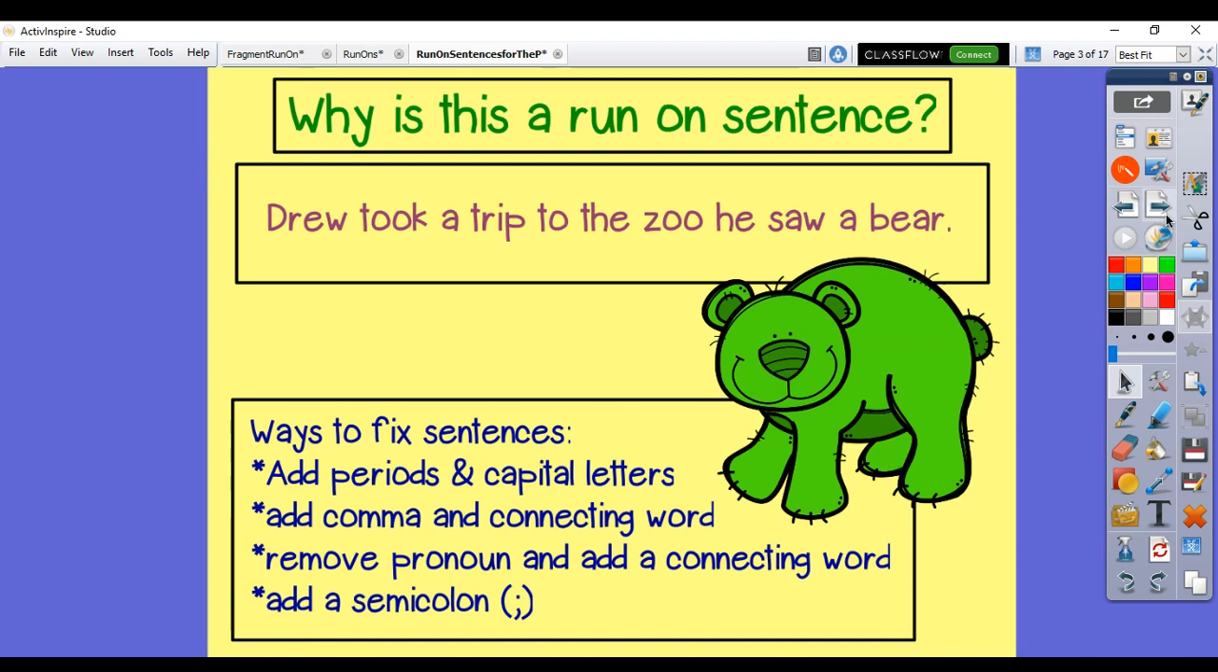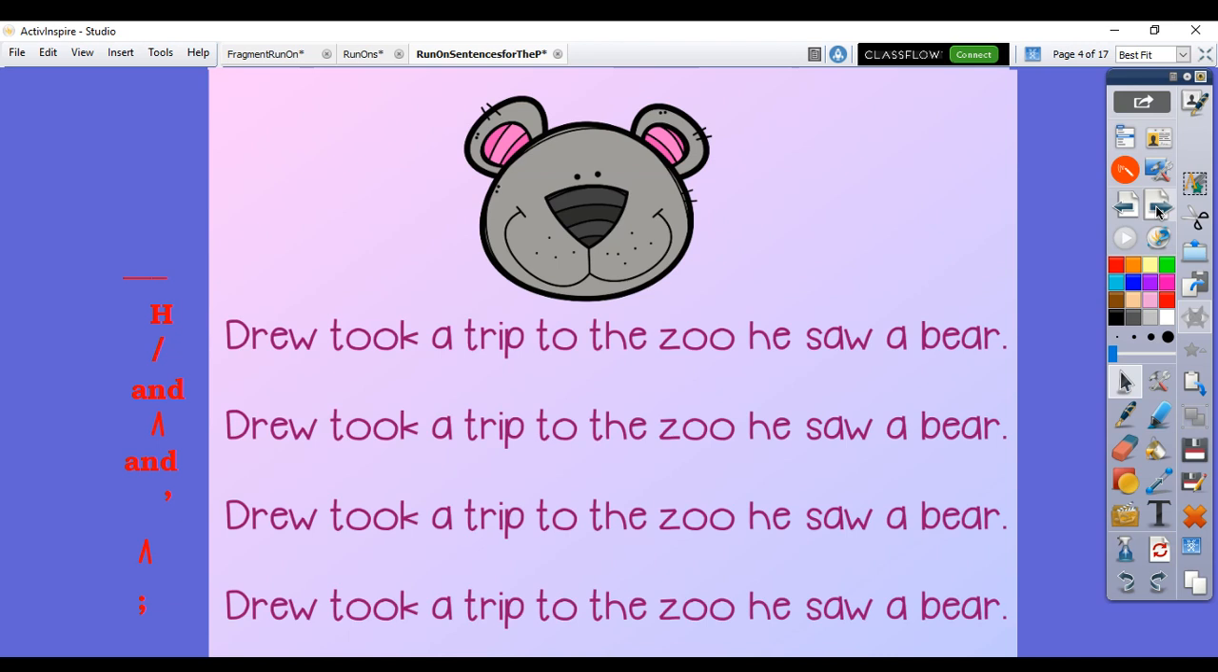All right, so let's go ahead and correct the sentence using the 4 different ways that I just talked about. First one, Drew took a trip to the zoo. He saw a bear. Let's separate this into 2 separate sentences. The end of the first sentence is right here after zoo, so I'm going to put a period. If this is the end of the sentence, that makes this the beginning of the next sentence. So I need to capitalize the H in he because it's the first word of a sentence, and we always capitalize the first word of a sentence, right? Okay, so they might be shorter sentences. They're not super sophisticated, but at least they are punctuated correctly. Short sentences that are punctuated correctly are better than a run-on sentence.